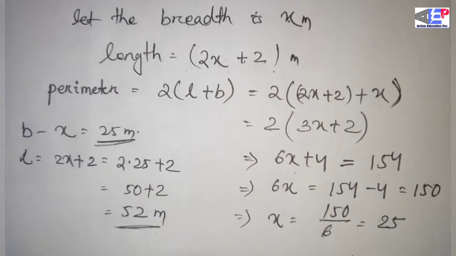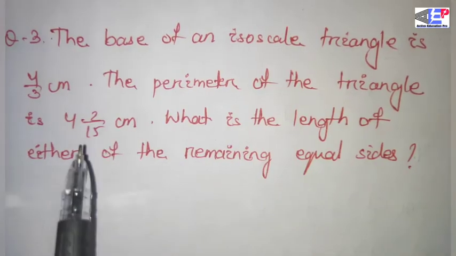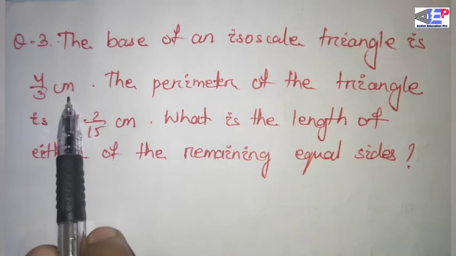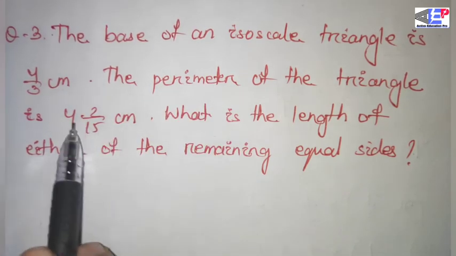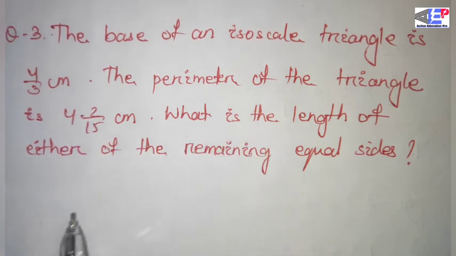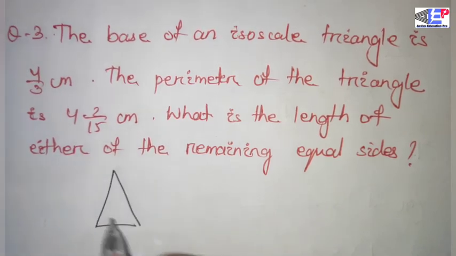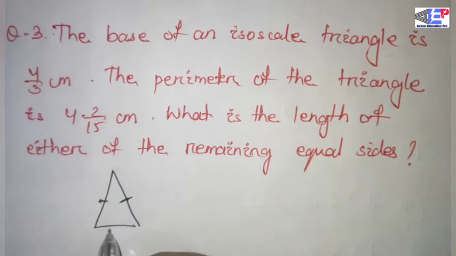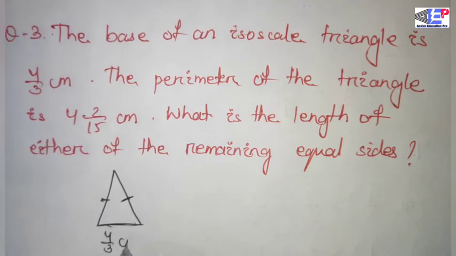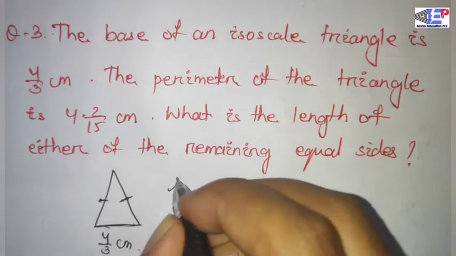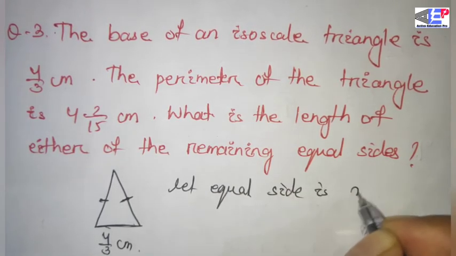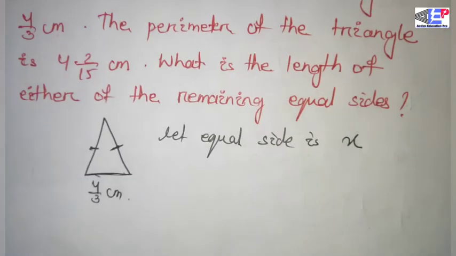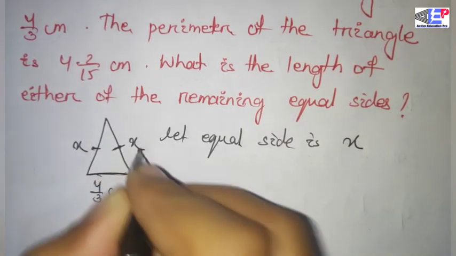Okay, next move to our third question. The base of an isosceles triangle is 4 by 3 centimeter. The perimeter of the triangle is 4 and 2 by 15 centimeter. What is the length of either of the remaining equal sides? Isosceles triangle means these two sides are equal, and here the base is 4 by 3 centimeter. Let the equal side be x. Then here is x and another side is x.